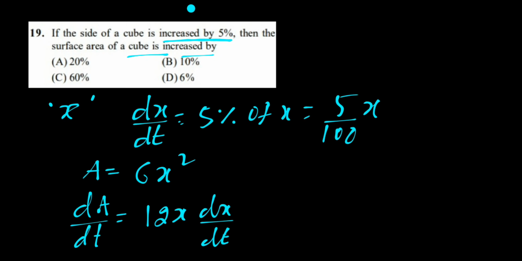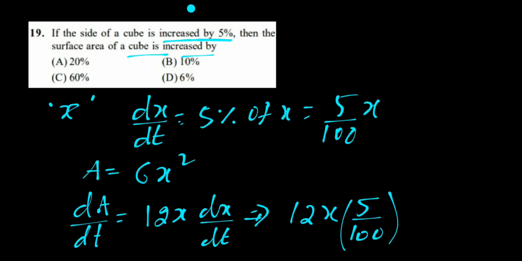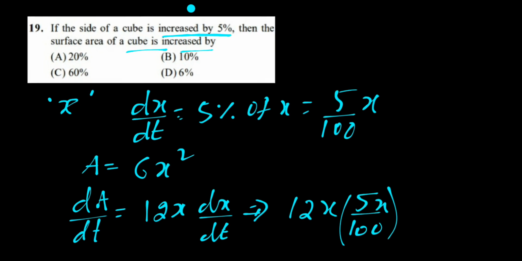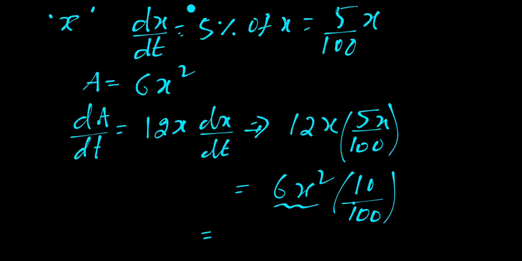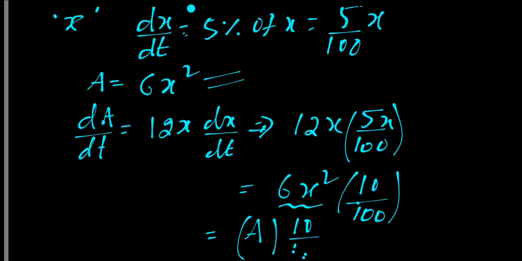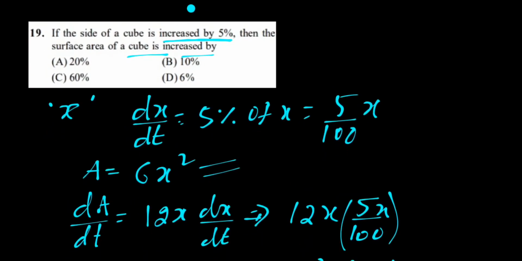Next, here dx by dt value we have to substitute. 5 divided by 100 into x, that is nothing but 12, we can write as 6x square into 10 by 100. 6x square is nothing but area, so area into 10 by 100, that is nothing but 10% of A. The area changes by 10%. Option B is the correct answer.